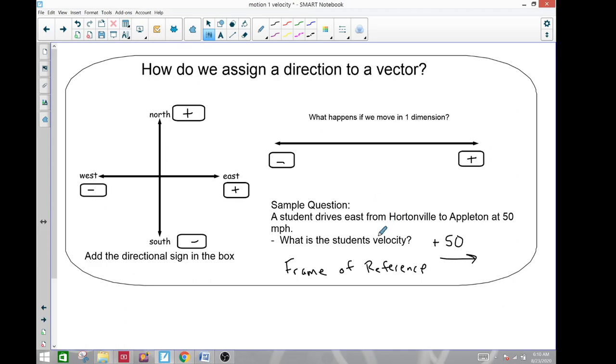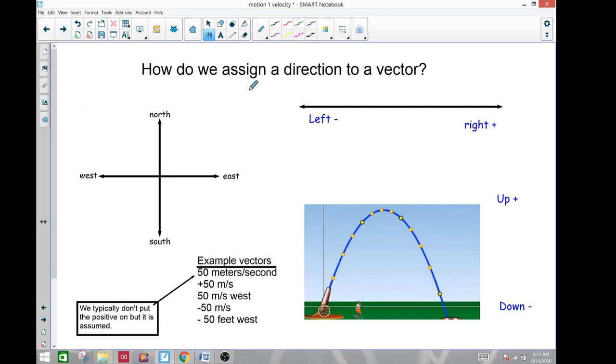We'll use lots of velocities, and they're not always going to have a sign assigned up front. 20 meters per second. And if they say 20, even though the positive is not on there, it is still there. It is a vector. All right, so here we go. How do we assign a vector?